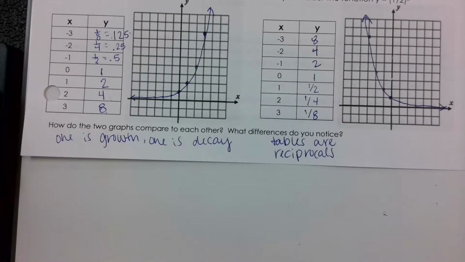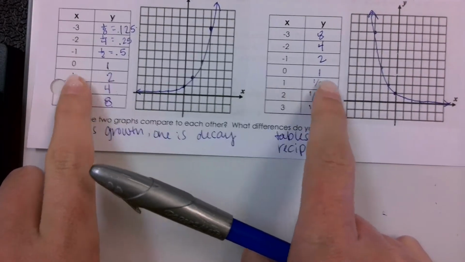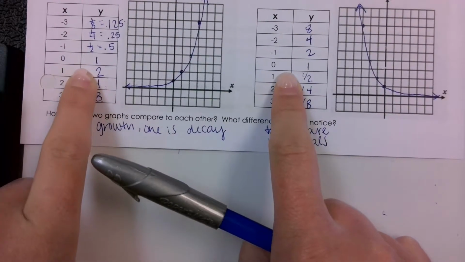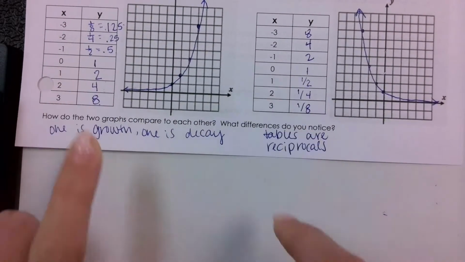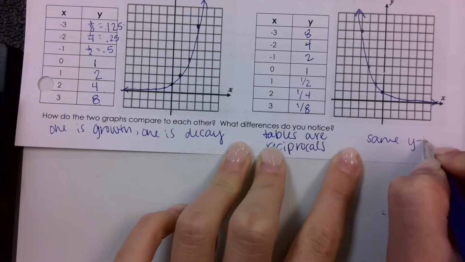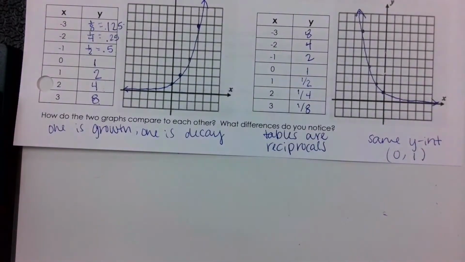Do they have anything in common? They have the same point, 0, 1. What's that point? When x is 0, what is it? Why? Your y-intercept. Questions?